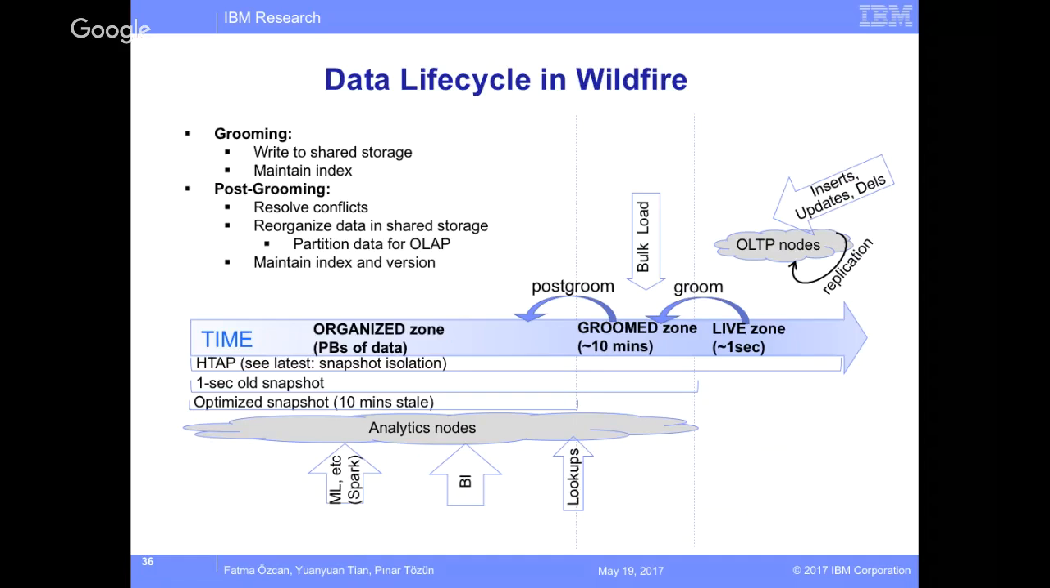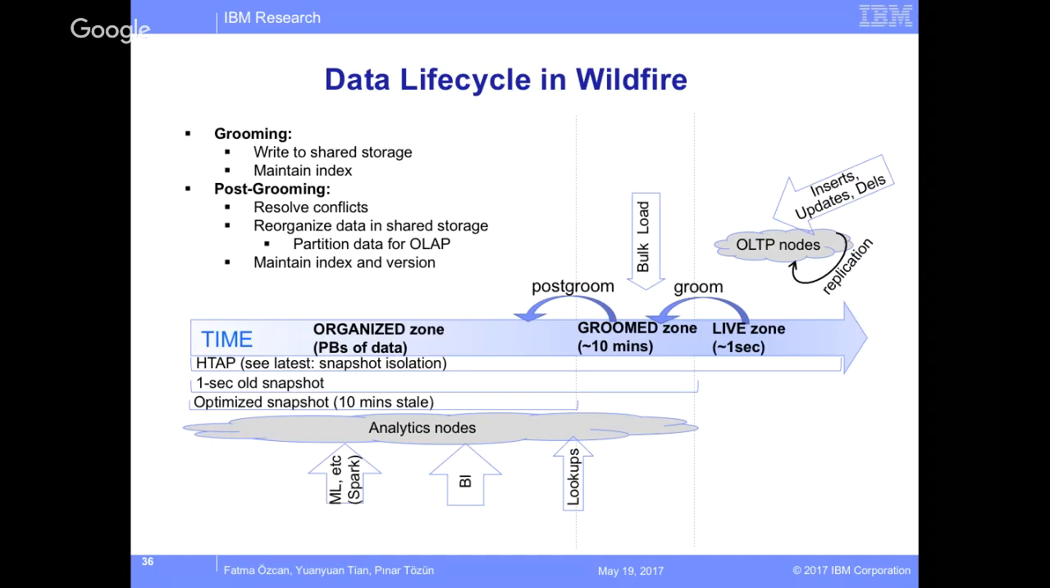And then we have a more elaborate post-grooming process to resolve conflicts in the system. So in Wildfire, all the inserts are considered as upserts. So if you have multiple rows coming in with the same key, the last writer wins. So the last value of the key wins. And the conflict resolution is done through this post-grooming process.